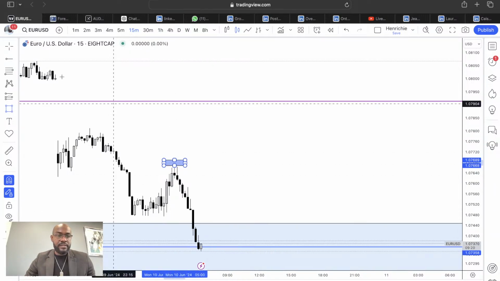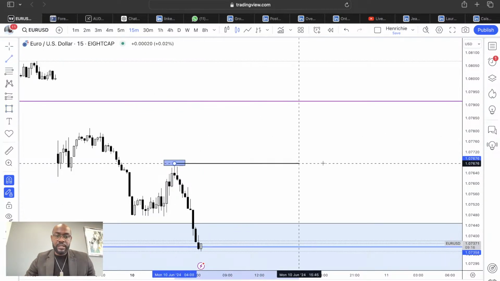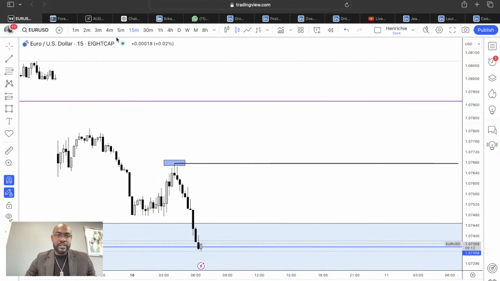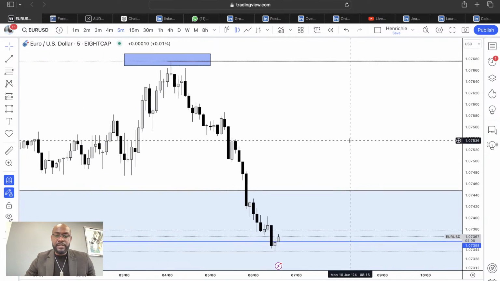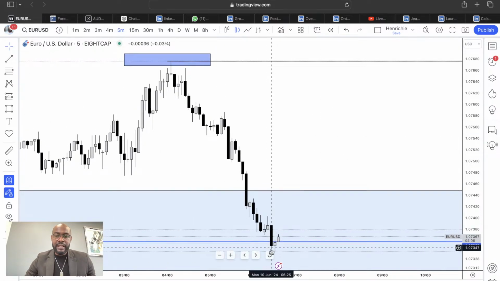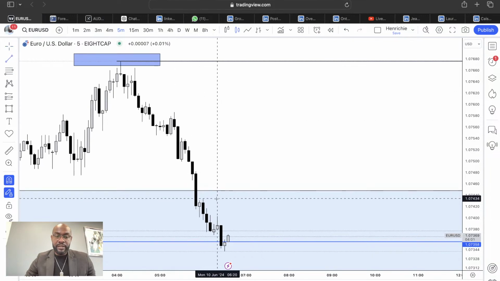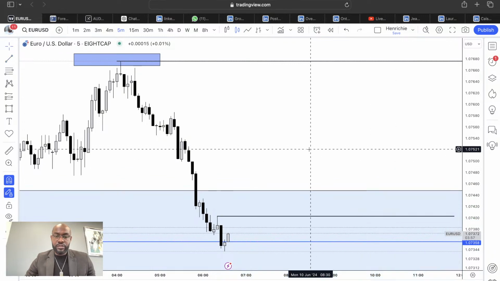I'll be anticipating to see a break of structure for me to start looking for any buy. If we don't see a break of structure, then we're just going to have to be on the sideline. So look at the 5 minutes time frame as well. Personally, I really don't like this high and low on the 5 minutes time frame, but I'll also be watching this very closely just in case I see a break of structure above this high.